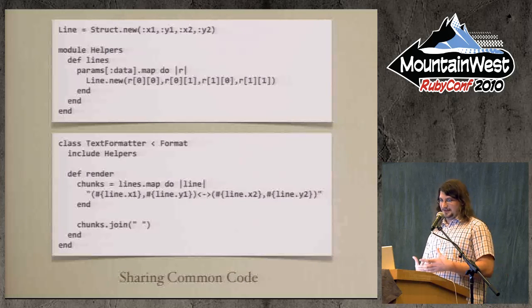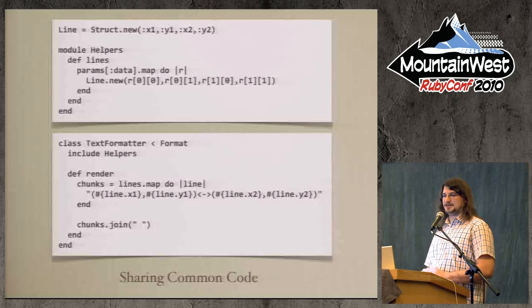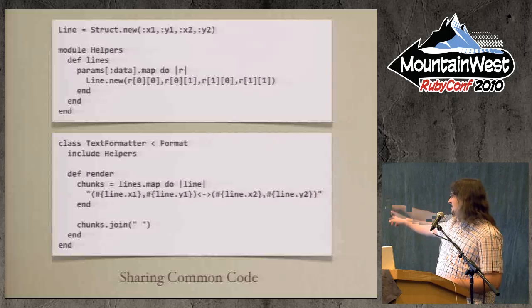So the simplest thing that we could possibly do is just create a module and say, okay, we had these raw arrays. It would really be nice to work with something a little bit more structured, so we made these line structs. And then inside of the text formatter, we include those helpers. And now we can call the lines method directly and do whatever we want with it. And this shows you a little example of how you would generate that stuff.